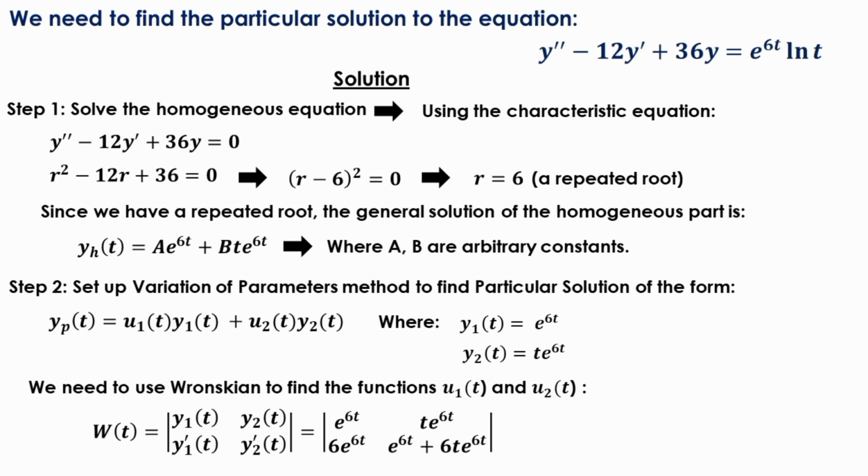We know that the derivative of e^(6t) is 6 times e^(6t), and for the derivative of t e^(6t), we use the product rule and then add it up. So now it's straightforward. Let's get our W(t), our Wronskian.